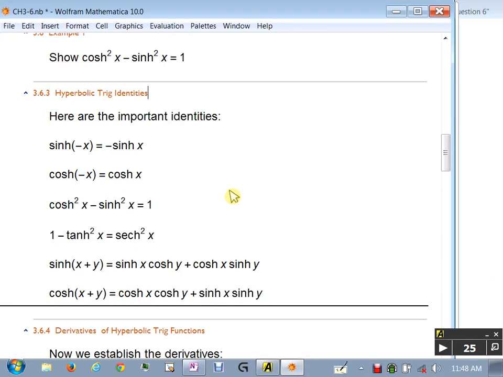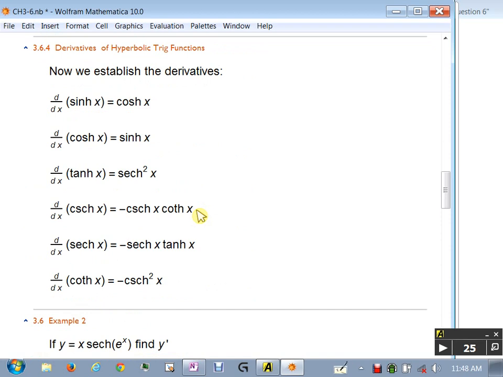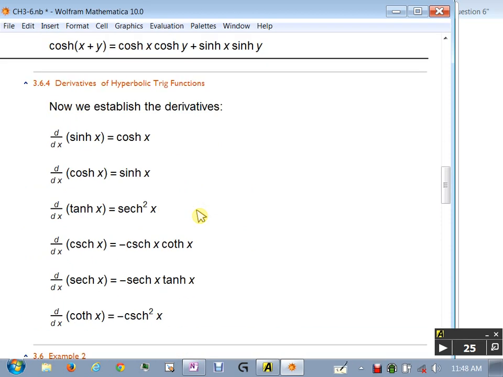So just be aware of these identities, all right? They're in your book. Now, since we have these new 6 hyperbolic trig functions, as we might expect, we're going to have 6 derivatives, right? So I'm not going to go through this, all right? I'm not going to show you that these are true. You could do it. Like, how could you show me that the derivative of hyperbolic sine of x is equal to cosine hyperbolic?